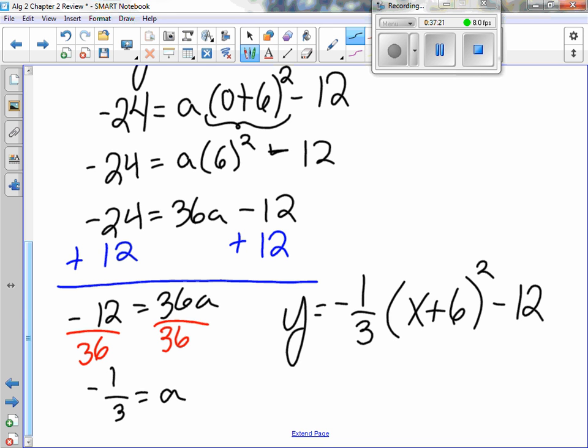And once I find that value, I just plug it back in for A. So we plug in A, H, and K. A was negative 1/3 because we worked it through and found that it's negative 1/3. And plugged in H and K and got this here. So we used it to solve for the value of A and then plugged it back in.